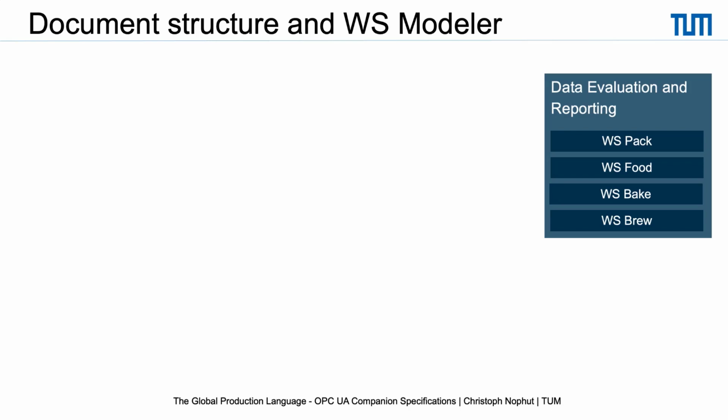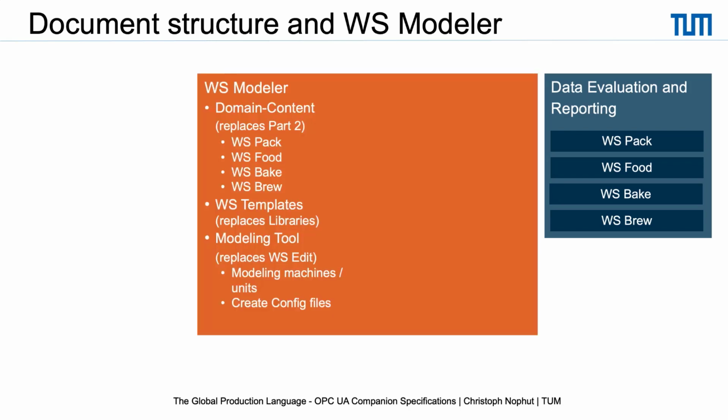Such functionalities are defined in the document data evaluation and reporting. Each domain has its own document for such definitions, and we have the WS modeler, which we are working on. The modeler contains all the information and definitions of the data points within all our domains. It will replace, at the moment, part 2 of the Weihenstephan standards.